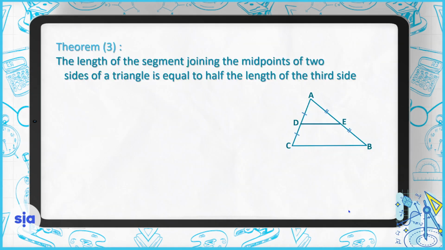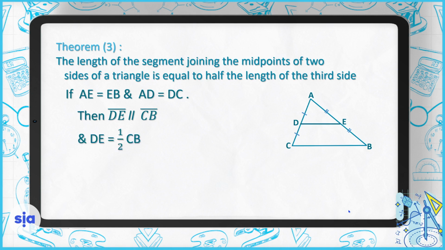Theorem number 3 says the length of the segment joining the midpoints of two sides of a triangle is equal to half the length of the third side. If AE is equal to EB and AD is equal to DC, then DE is parallel to CB, and also DE is half the length of CB.